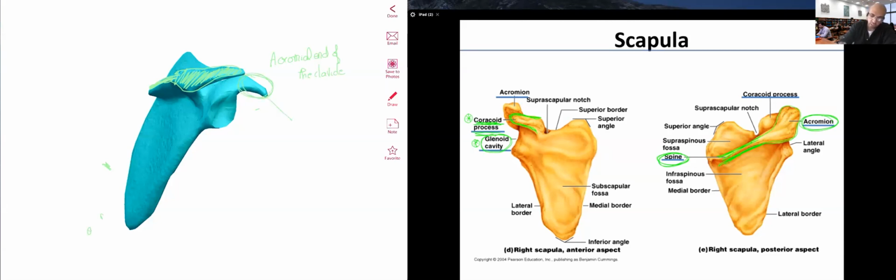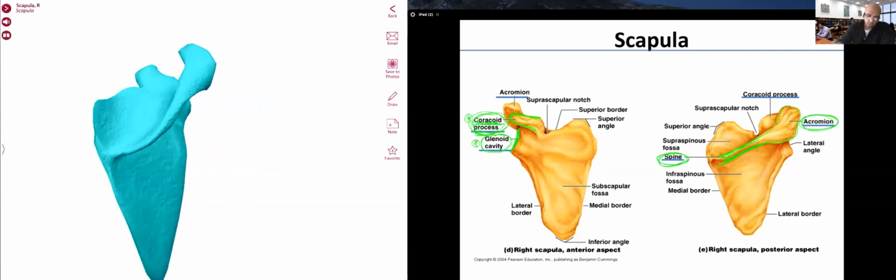Another process that we can see on here is my coracoid process. Coracoid process, don't confuse it with coronoid. Coronoid is the one in the mandible. Coracoid is the one here in my scapula. We've seen a shallow cavity on the lateral side of the scapula. This is my glenoid cavity. And again, what is articulating with the glenoid cavity is going to be the head of the humerus. The head of the humerus is the one that articulates with my glenoid cavity.